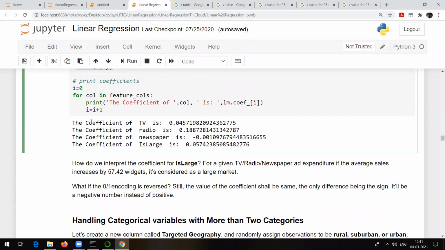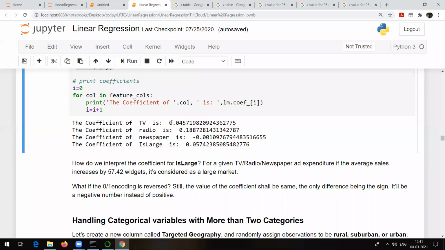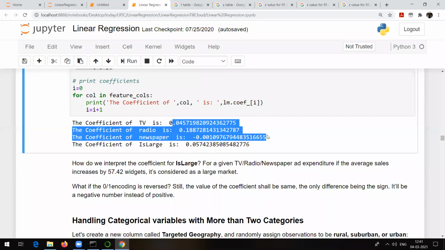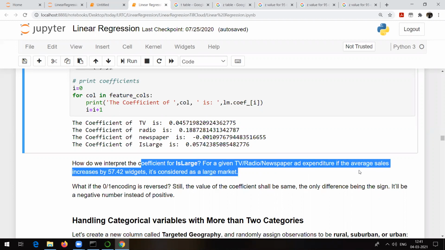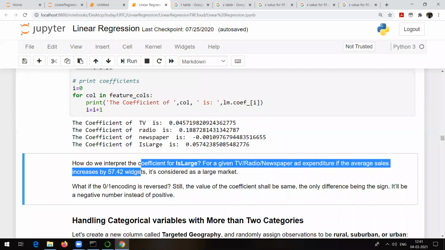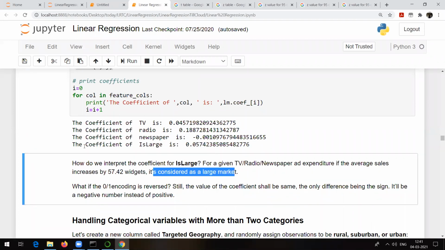I am trying to find out the value of the coefficient for TV, radio, newspaper, and is large. I can see that these are the previous values and this is the new value. So how do we interpret the coefficient for is large? For given TV, radio, and newspaper ad expenditure, if the average sales increase by 57.42 widgets, it's considered a large market. We are able to interpret this in this particular way.